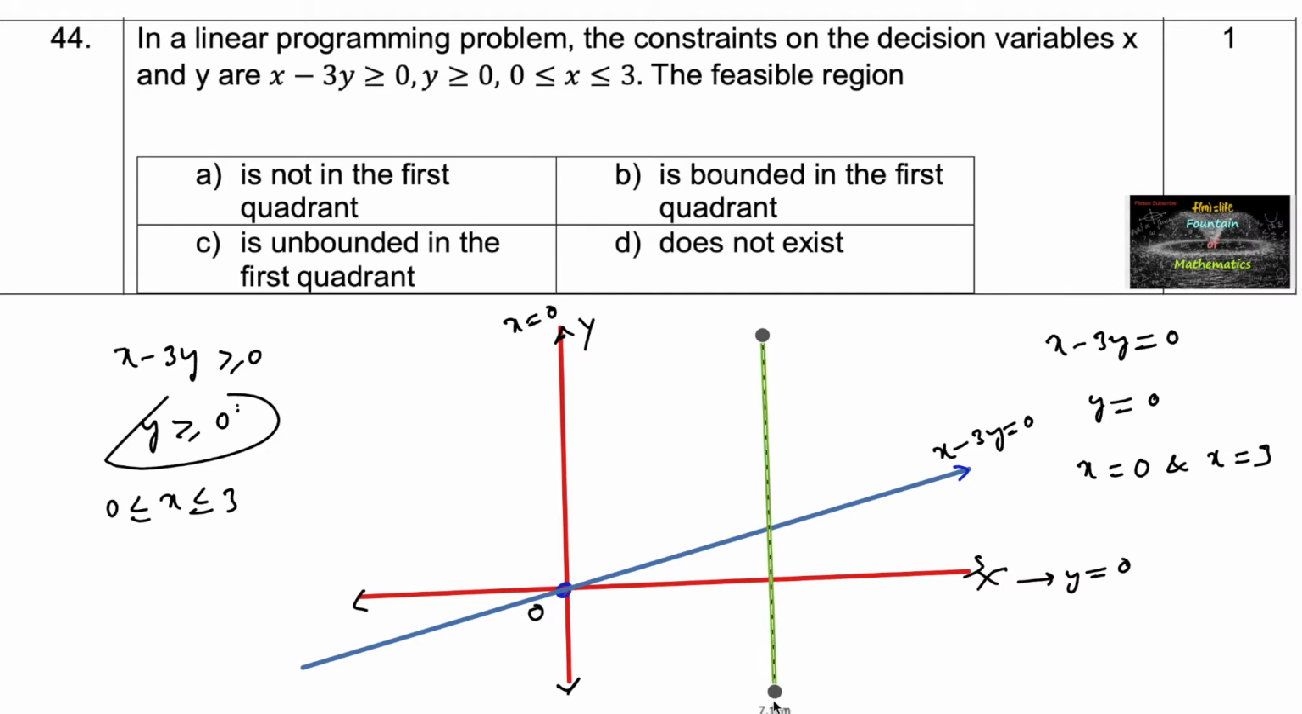Let us consider this is x is equal to 3. And now coming to the region part, x minus 3y is greater than or equals to 0. So we can see the solution part by substituting any one point. Let me substitute this 3 comma 0 and verify it. If you substitute x is equal to 3 and y is equal to 0, 3 minus 0 is greater than or equals to 0, so it is satisfying.